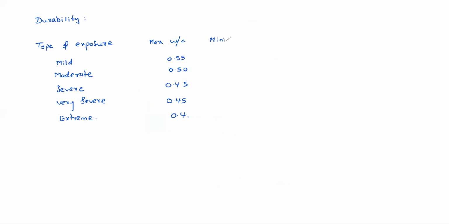What is cement content, we will discuss. Minimum cement content. Cement content is basically kg of cement required per meter cube of concrete. So the minimum cement content required is 300 kg for mild, moderate also 300 kg, severe 320 kg, 340 kg for very severe, and 360 kg for extreme.